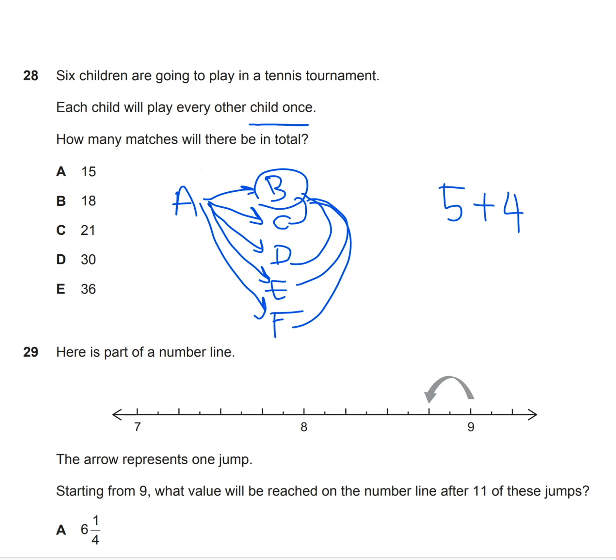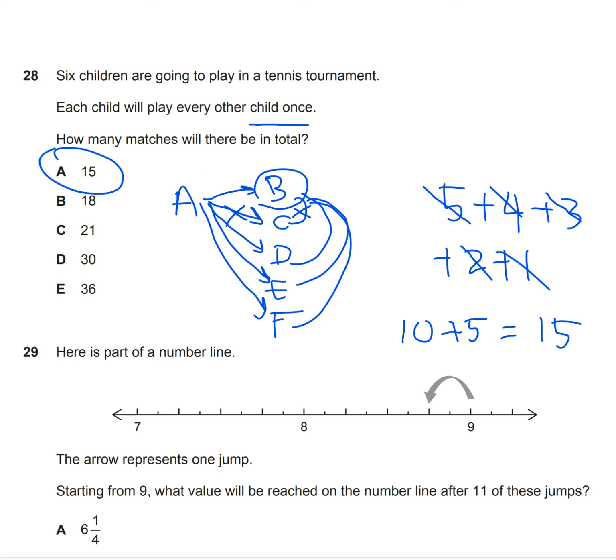And do you see a pattern there? C has already played with B and A, so there are only 3 more people to play with. So we'll continue to add until we get to 1. Now I want to try and make 10s, okay? 5 plus 3 plus 2 is 10. And then 4 plus 1 is 5. So we get 15 matches altogether.